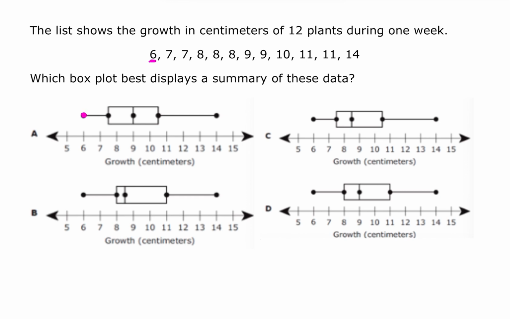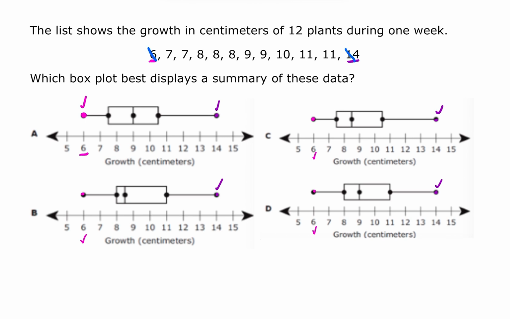It's a 6. So if I look here, is my minimum at 6? Yes, it is. My minimum is at 6. So that does not help me get rid of anything yet. So now let's do the maximum. What's the maximum? It would be 14. Okay, that would be here. So that's good. So the next thing we can find is the median, and I would have to actually start marking stuff out. So let's go for that.